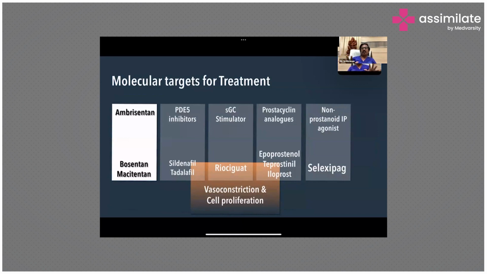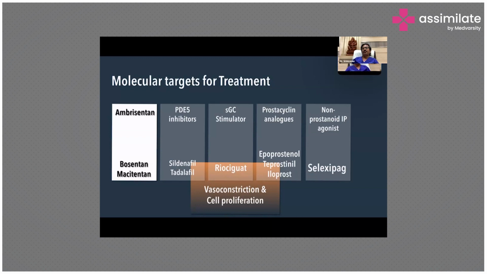Coming to the molecular targets, whatever treatments we have. The first group I have put is the endothelin receptor blockers. Ambrisentan is a selective blocker which blocks the type A receptors, and bosentan and macitentan are non-selective. They can act on both endothelin receptors. Then you have the phosphodiesterase 5 inhibitors, namely sildenafil and tadalafil. Sildenafil is short-acting, whereas tadalafil is a long-acting one, where the action is prolonged for more than 24 hours.